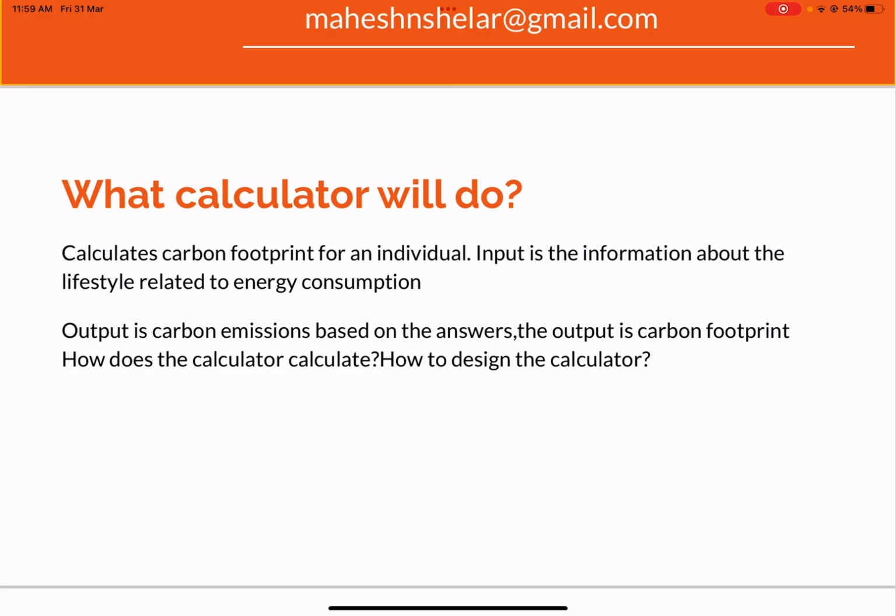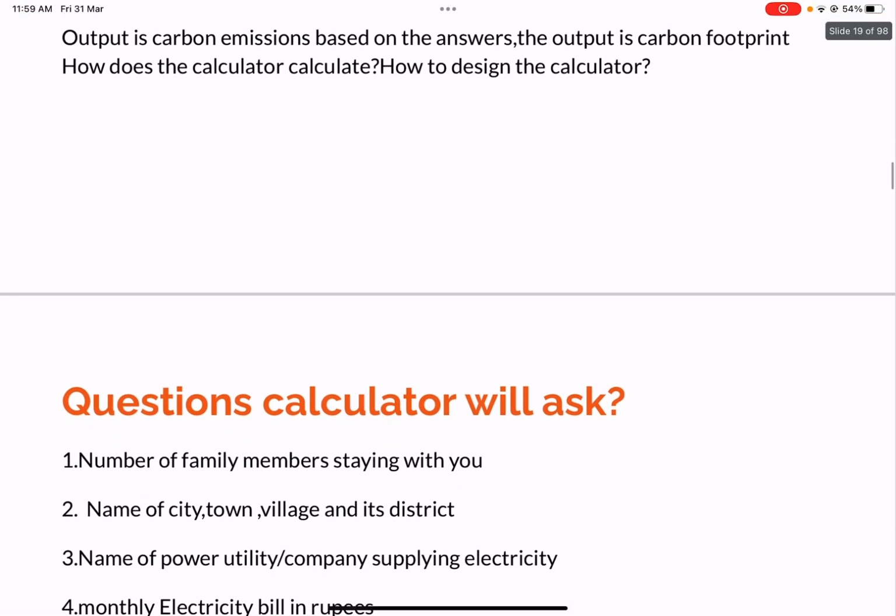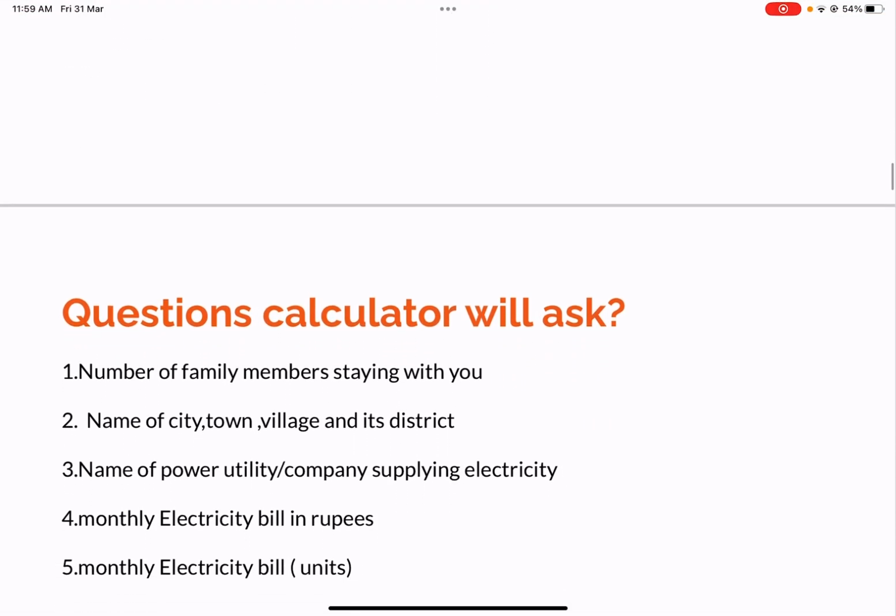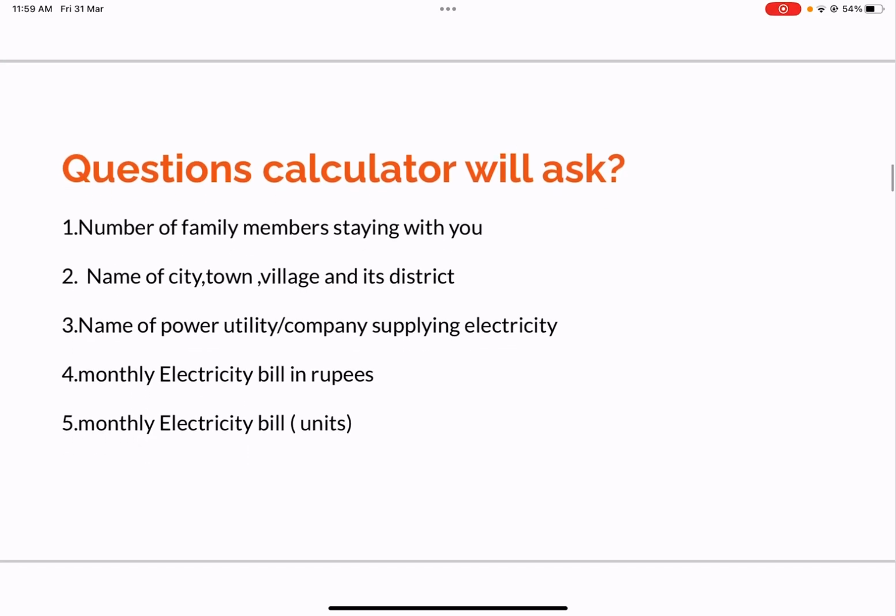And finally, the output from the calculator is that it would calculate the carbon footprint based on the answers which the user would give, the values which the user would enter into the carbon footprint calculator. So what are the questions which the calculators would ask? And I would be showing you the typical calculator where these questions are asked. It would typically ask where the location is and the number of family members staying with you.